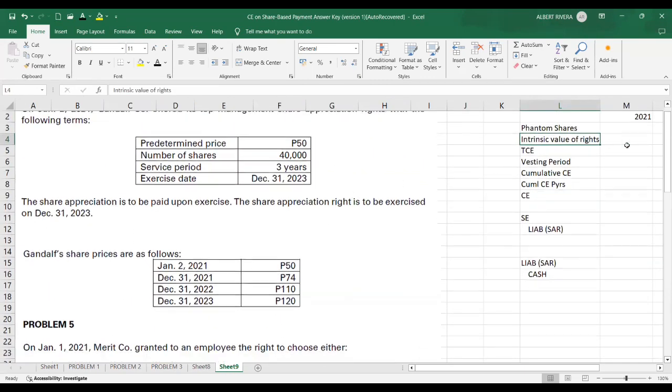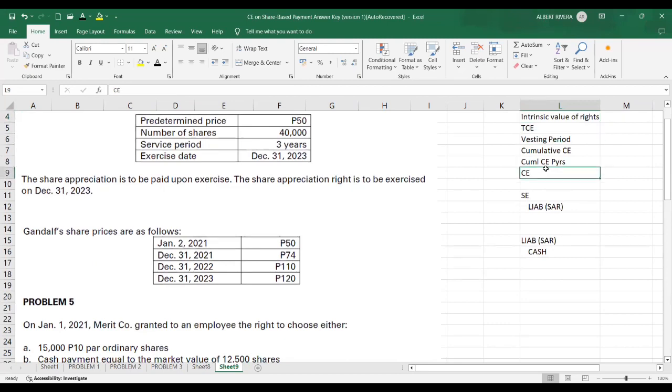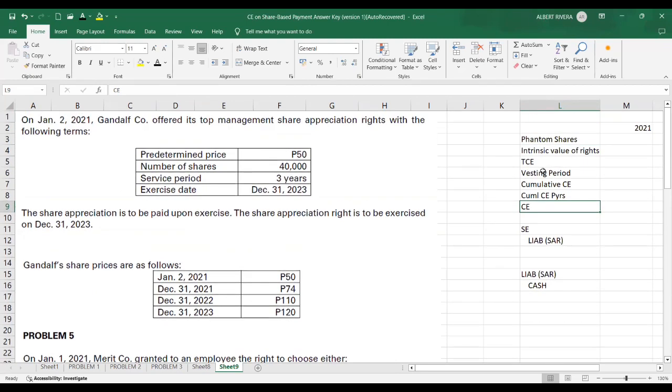Okay? So here, for 2021, what is now your compensation expense? Or the salary expense here for 2021. You have your phantom shares and that is 40,000. Hindi yan ibibigay eh. Kaya siya phantom eh. Okay, times the intrinsic value of the rights. The intrinsic value of the rights is the market value of the share in 2021, minus the predetermined price of 50. Okay, so this is ilan? 24. This is now the total compensation expense. Ganun ulit yan eh. Okay?